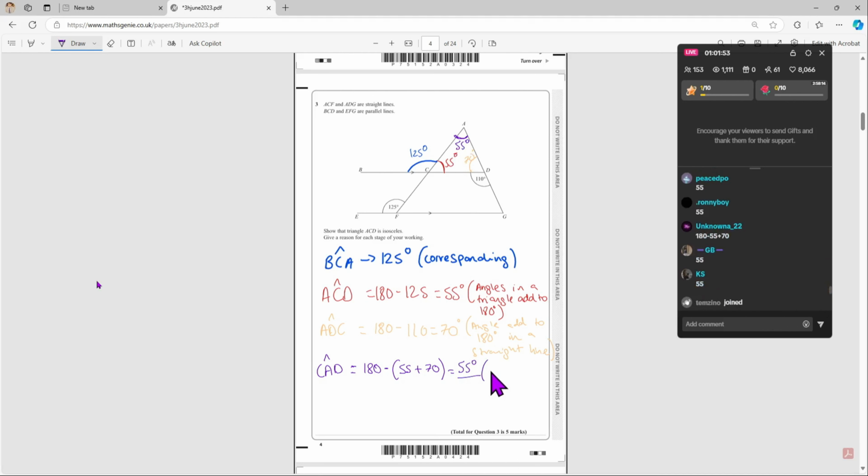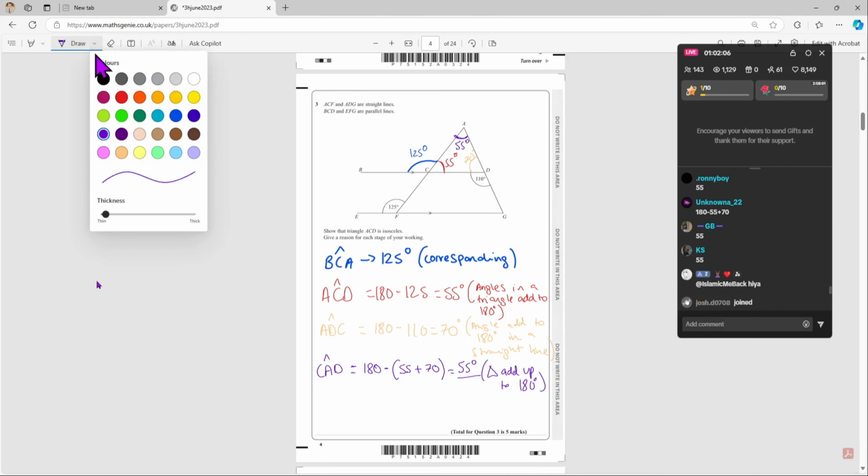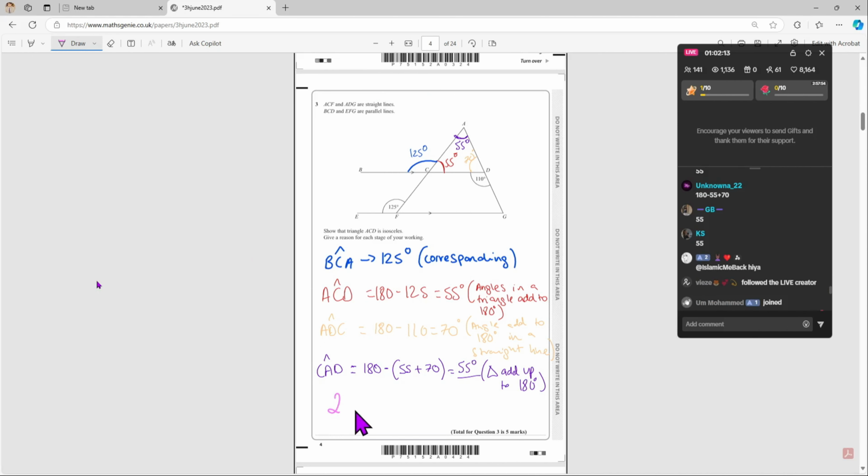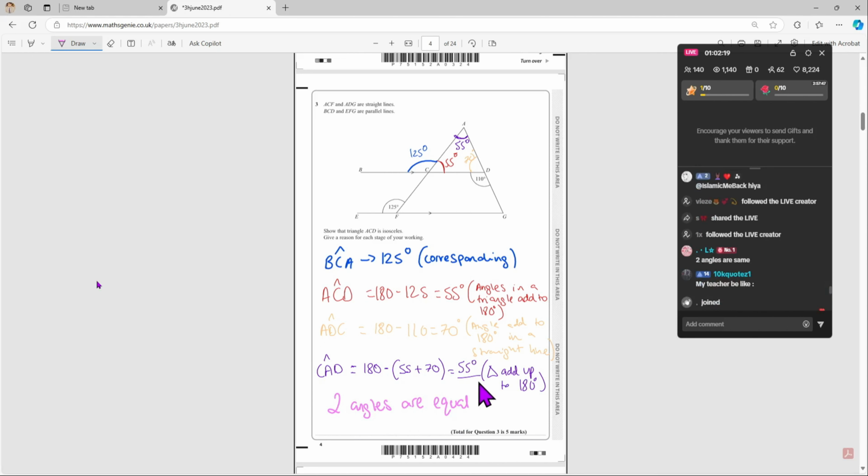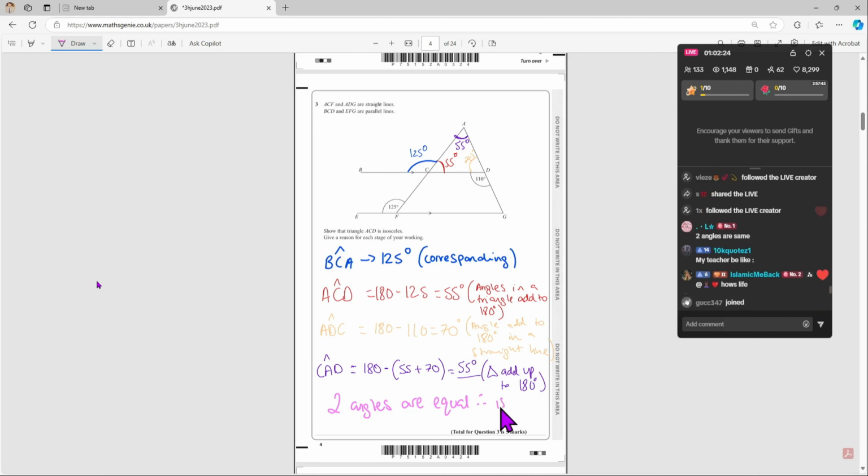I'm going to write triangles add up to 180 degrees. I just wrote that in a short version, because I don't have space. So then we've proven that this is an isosceles triangle. How do we prove it? At the end we can just write two angles are equal. Then we write therefore it is an isosceles triangle.